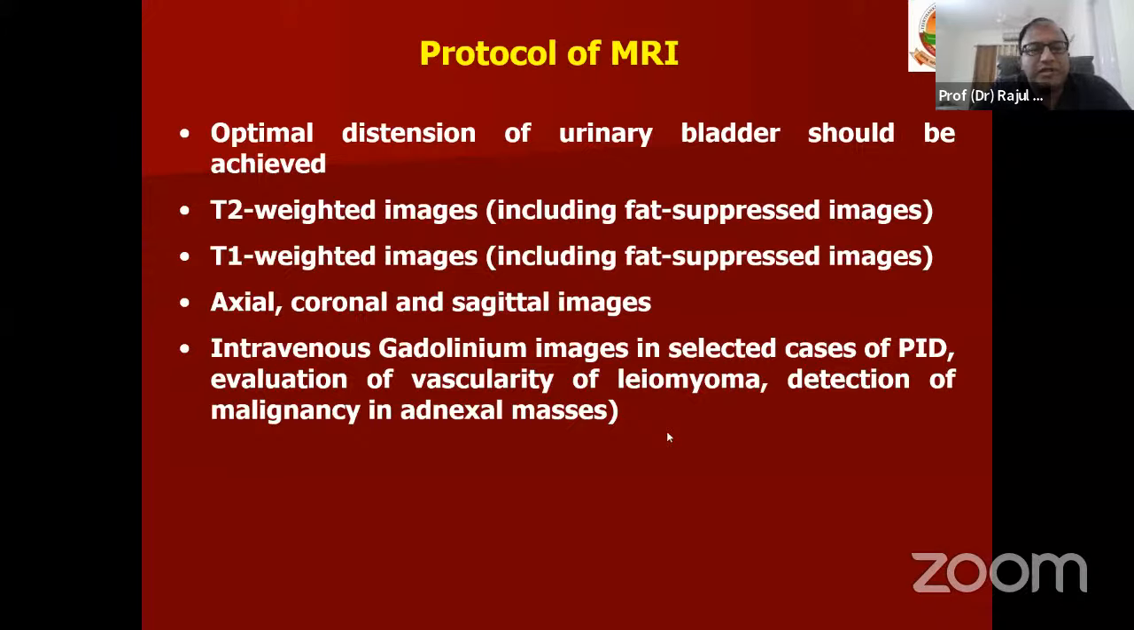An over-distended bladder will press upon the uterus, so it will prevent getting good information. So T2 weighted images, which should include fat suppressed images as well, and T1 weighted images should be taken in all three planes, that is axial, coronal, and sagittal images.